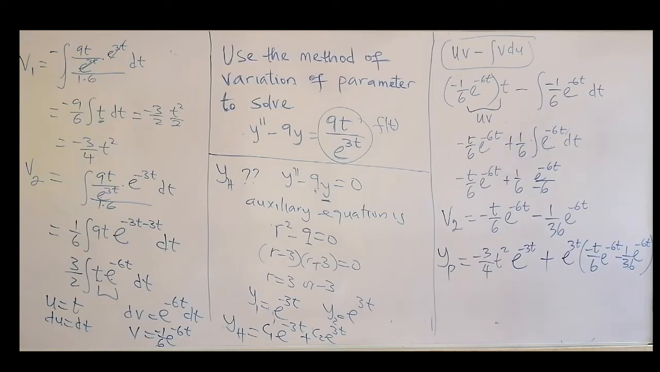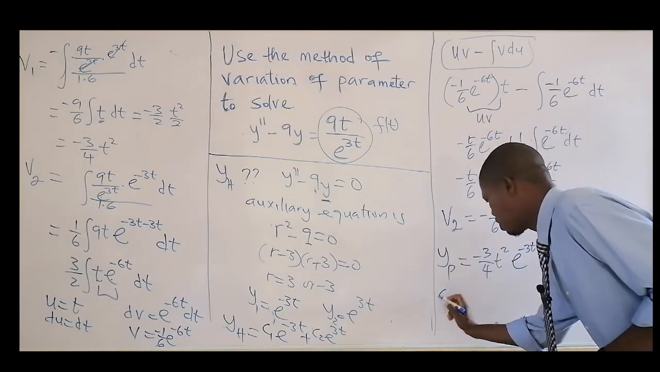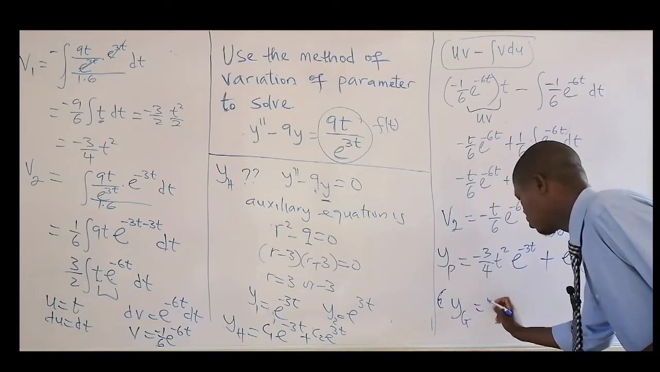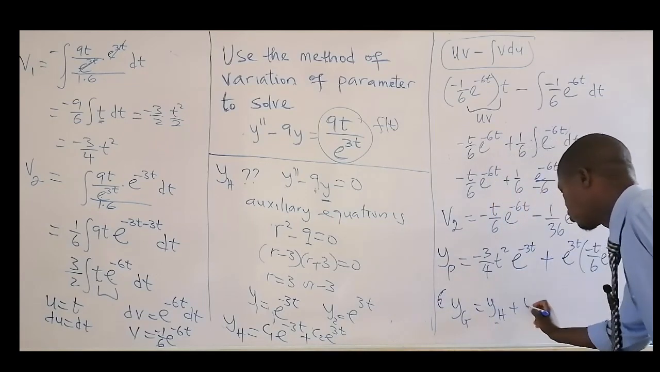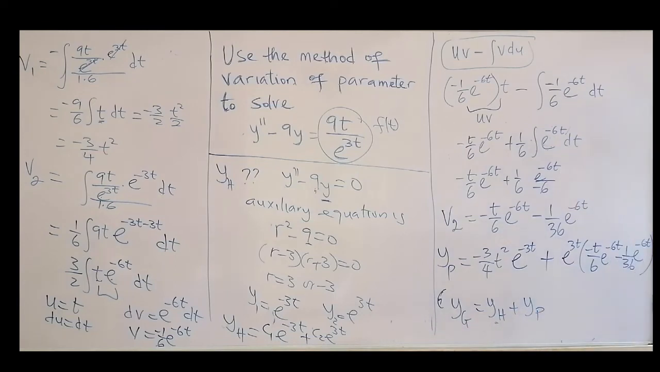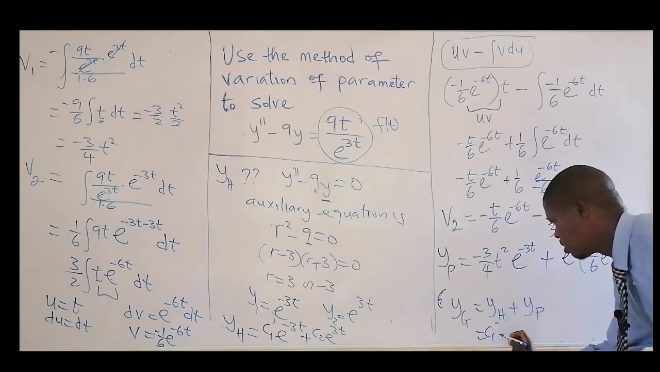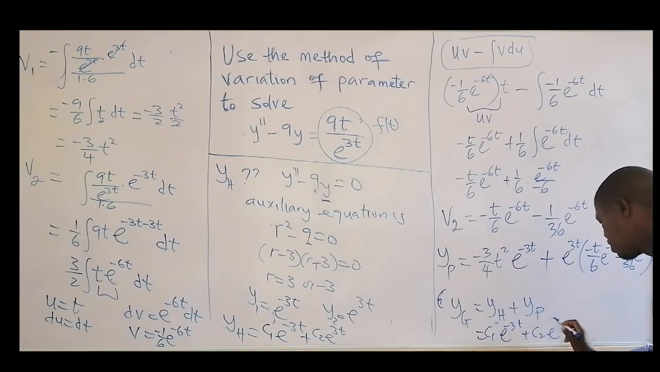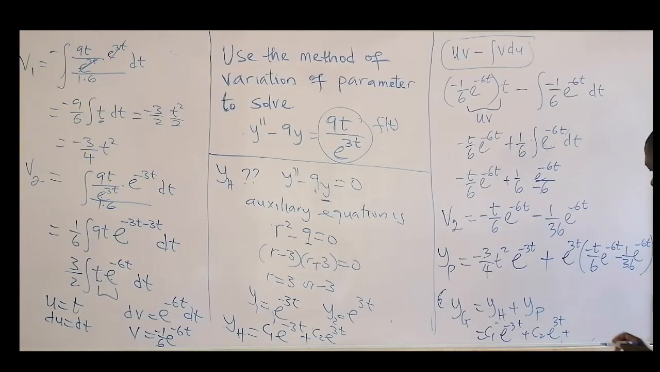Then we can get the general solution, which will be yg. The general solution will be equal to the homogeneous one and then plus the particular solution. So we can get that and add them together. What that will be equal to is c1 e^{-3t} plus c2 e^{3t} and then plus your yp, which you have above here. So that's that on these questions.